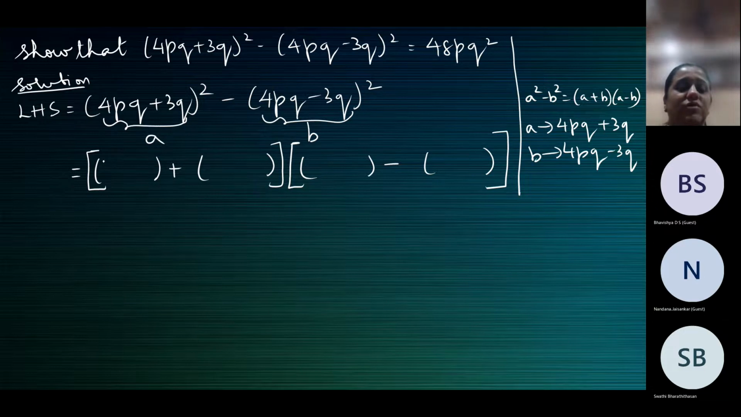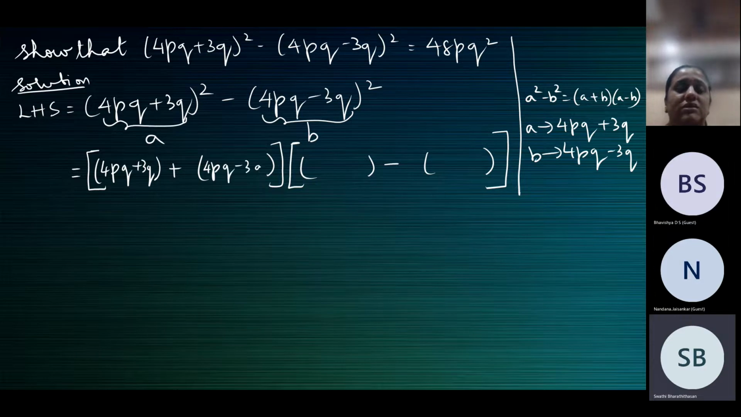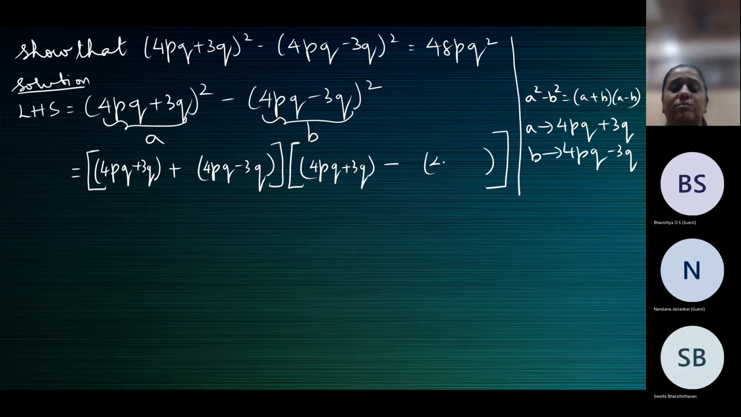What should we write here? 4PQ plus 3Q, ma'am. Here, 4PQ minus 3Q, ma'am. Here also, 4PQ plus 3Q minus 4PQ minus 3Q. So this is the first step. That's all. Now simplify. We've used the formula. We've used the identity. That's all. Now no more looking at the identity. A square minus B square is written as A plus B into A minus B. That's it. Done. Now simplify.